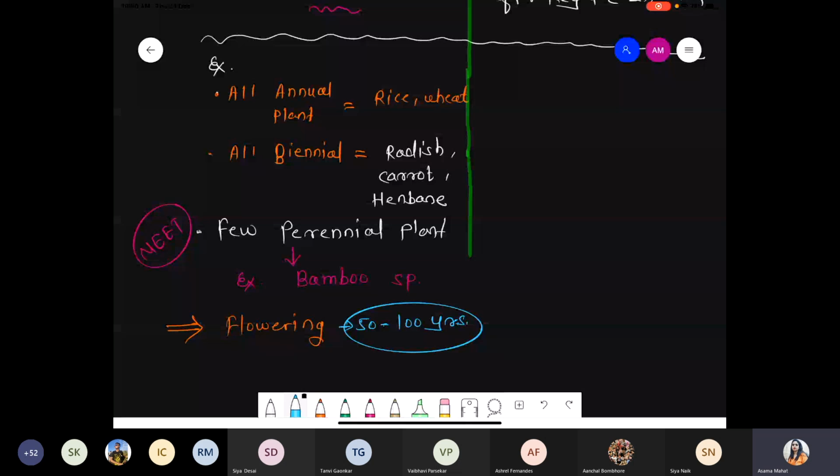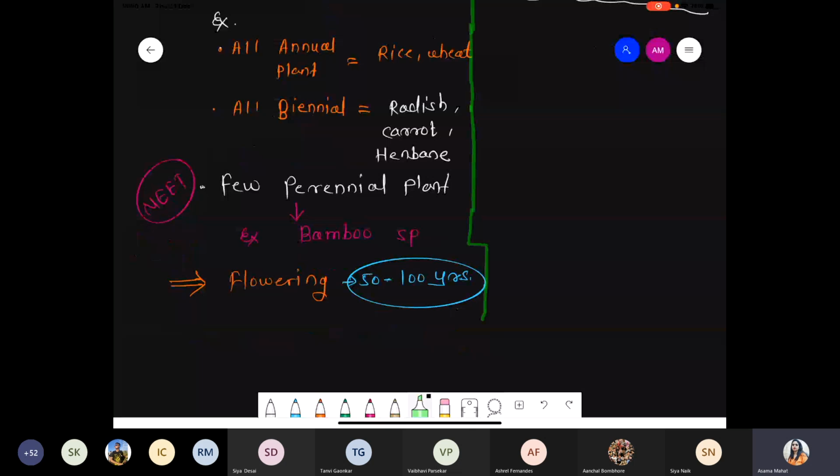And that's why bamboo is an example of the perennial plant, because they are showing continuous but slow, prolonged growth. Such a type of plant is called the perennial plant. So bamboo is an example because they are showing flowering after 50 to 100 years. Okay. So please remember this point.